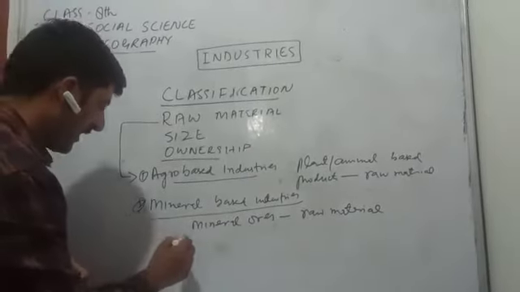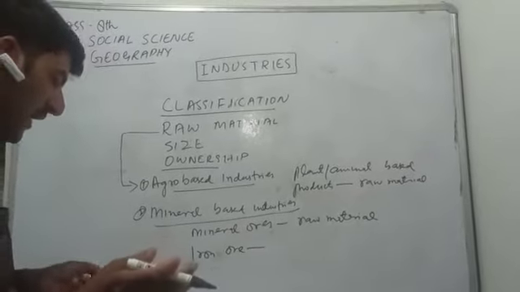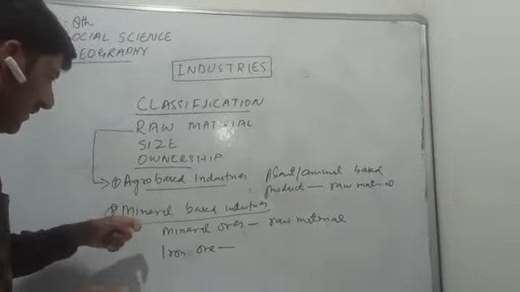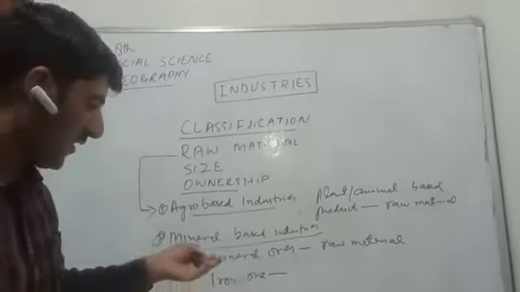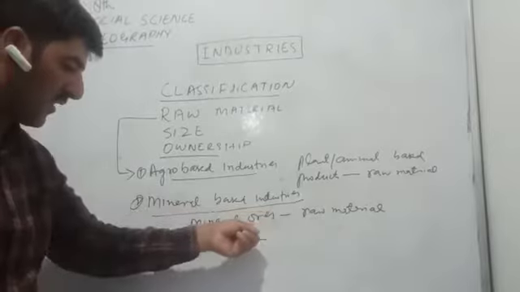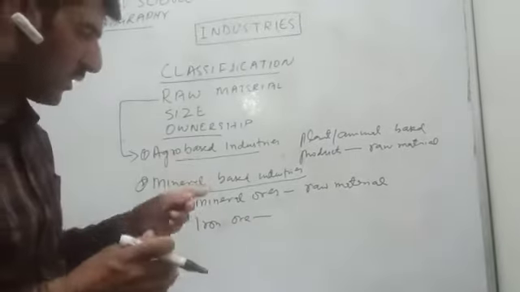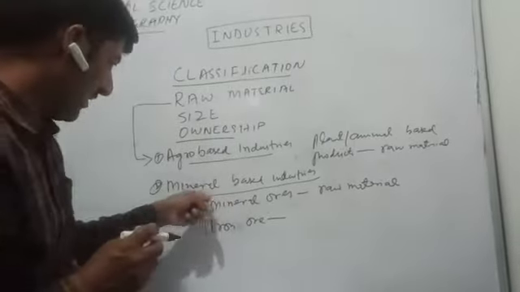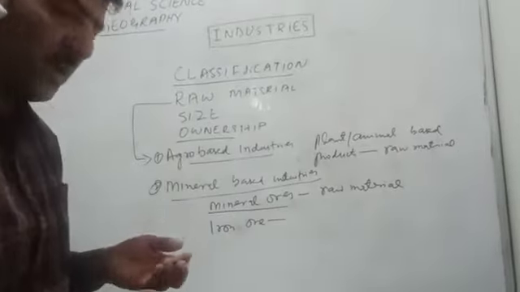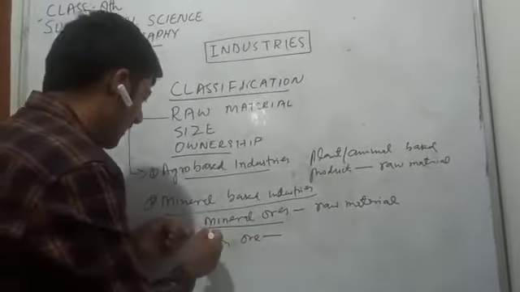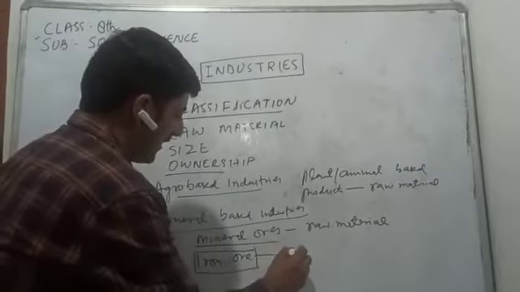For example, iron ore. Iron ore is used for production of iron at large scale. So this is the primary industry which supplies iron to heavy machinery, for transportation, for automobile industries, railway, etc. So this mineral-based industry is one of the backbone industries in this sector. Mineral-based industries use mineral ores as their raw material.